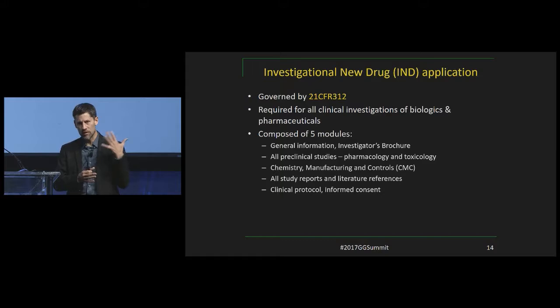You still have to submit these as 5 modules. So they've got general information, all preclinical studies, chemistry, manufacturing, and controls, remember CMC, study reports, all of the preclinical study reports, and then your clinical protocol and informed consent. And it takes months often to put this together, even with an experienced team, because you have to integrate safety data, efficacy data, all of your manufacturing. Again, remember that's 21 CFR 312. You have to follow all of what they're looking for.